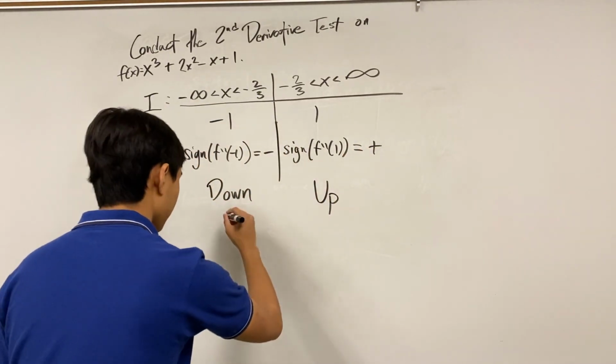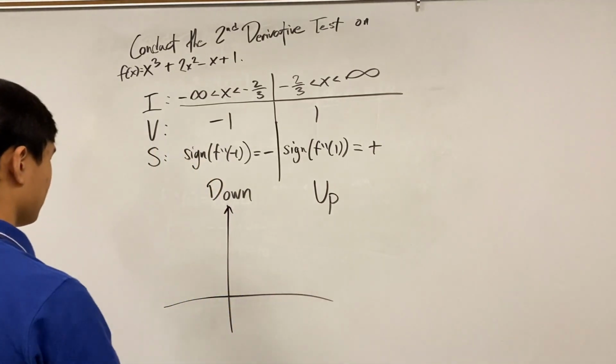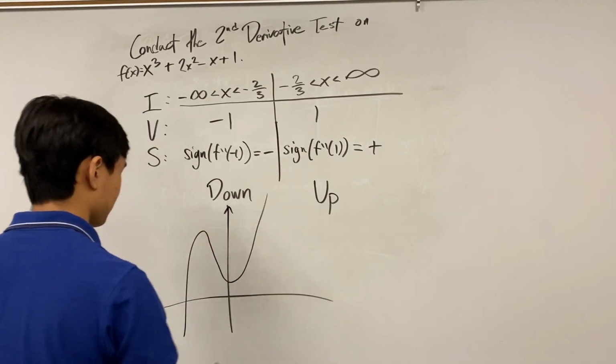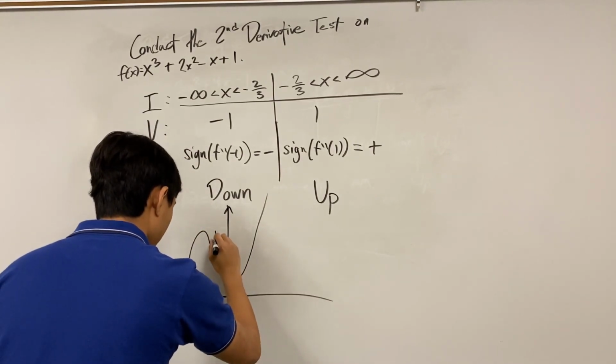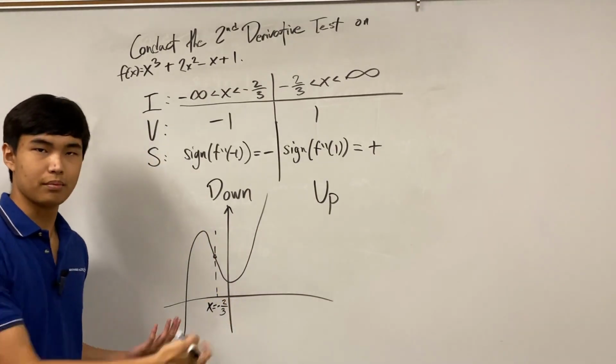And I'd imagine if you graphed it, it would look a little something like this, where this is x equals negative 2/3, like that.